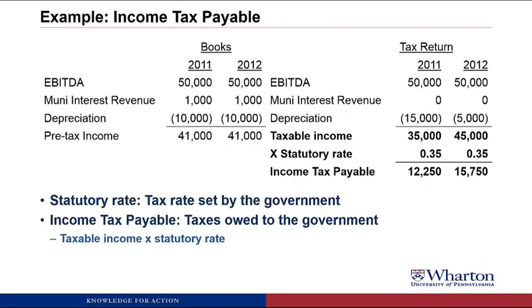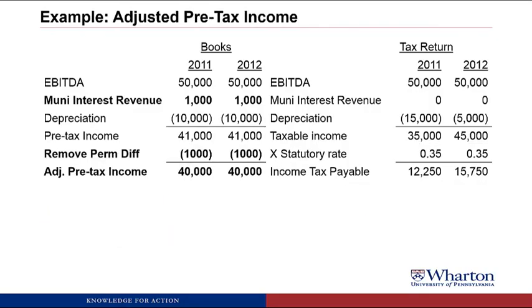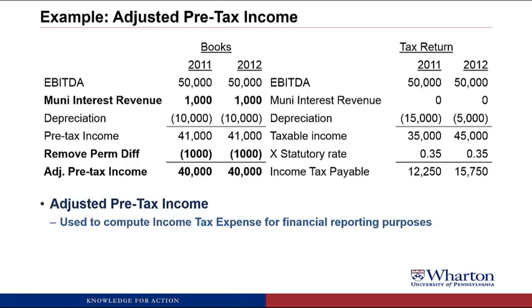Now that we've calculated income tax payable on the tax return, how much we owe the government, we're going to move back over to the book side and calculate something called adjusted pre-tax income. Adjusted pre-tax income is what we're going to use to compute income tax expense for financial reporting purposes, and it's simply pre-tax income adjusted for the permanent differences.